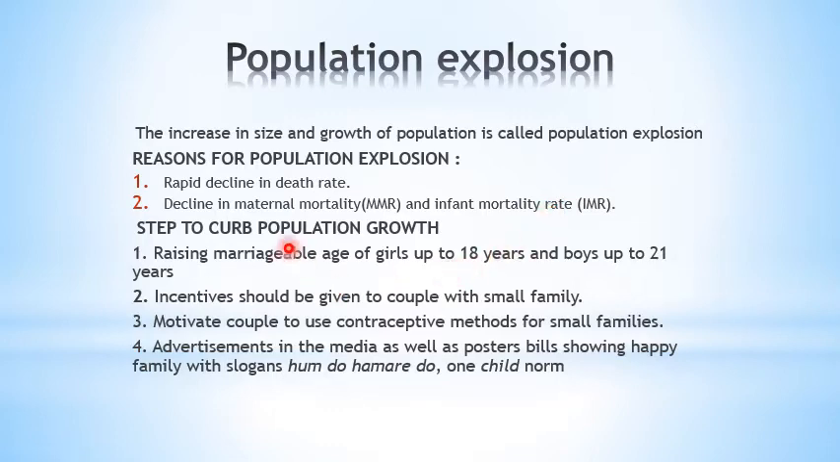And what are the various steps to curb, means to control, the population growth? Raising the marriageable age of girls up to 18 years and boys up to 21 years. Incentives should be given to couples with a small family. Motivate couples to use contraceptive methods, that is birth control methods, for small families. Advertisements in the media as well as poster bills showing a happy family with the slogan Hum do, Hamare do, one child no.